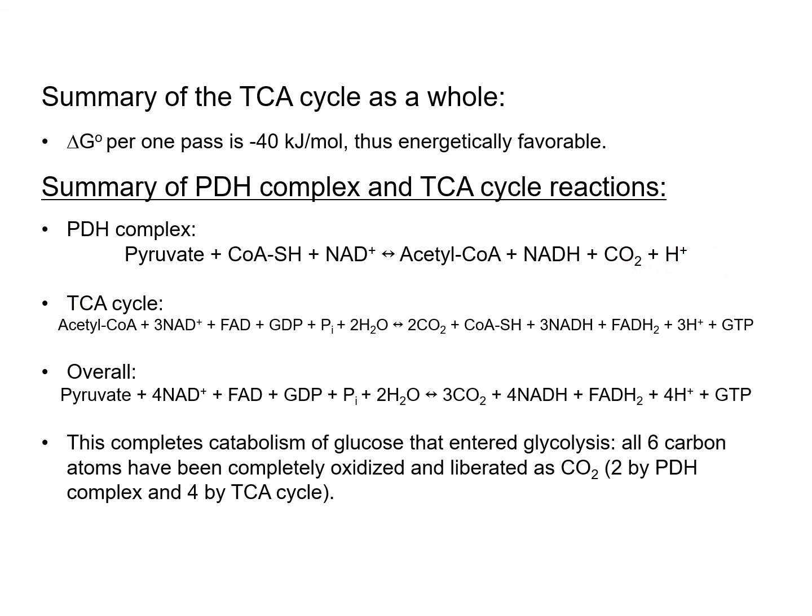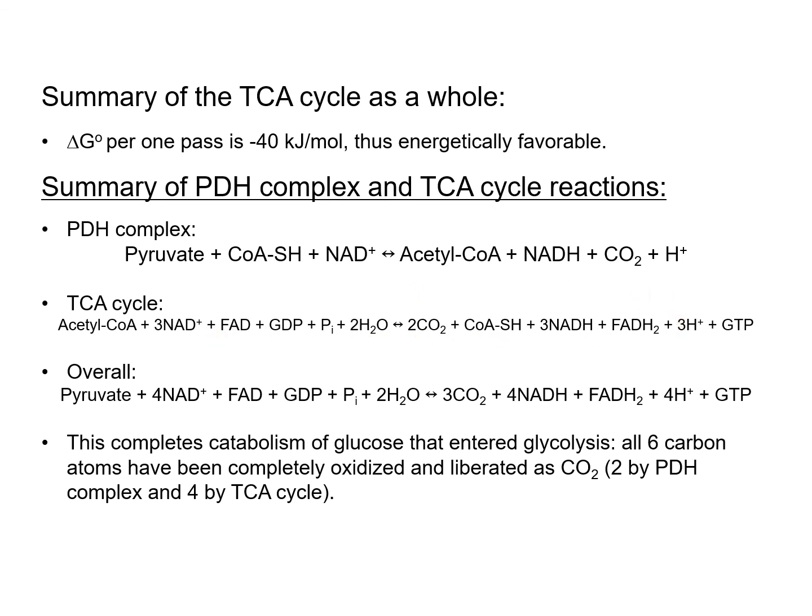And the TCA cycle starts with the acetyl-CoA that was from the PDH complex reaction, and 3 NAD plus, FAD, GDP, inorganic phosphate, and 2 water molecules to get 2 carbon dioxide, coenzyme A, so it's recovered back to that, and then 3 NADH, FADH2, 3 protons, and GTP. And remember that 2 pyruvate molecules get into this PDH complex reaction as well as the TCA cycle. So that's going to be 2 times these molecules that actually happen from 1 glucose molecule.